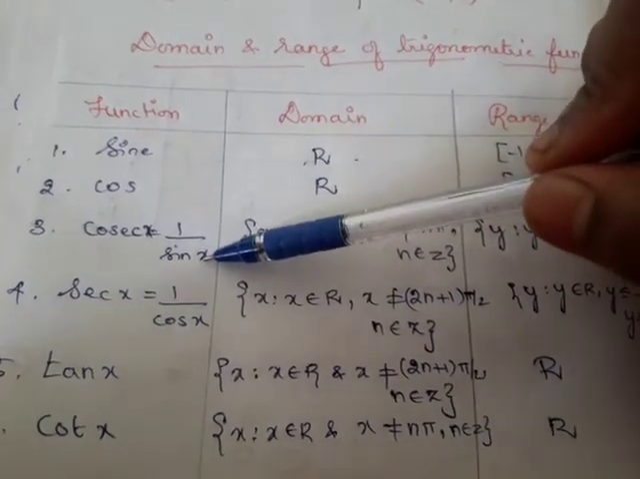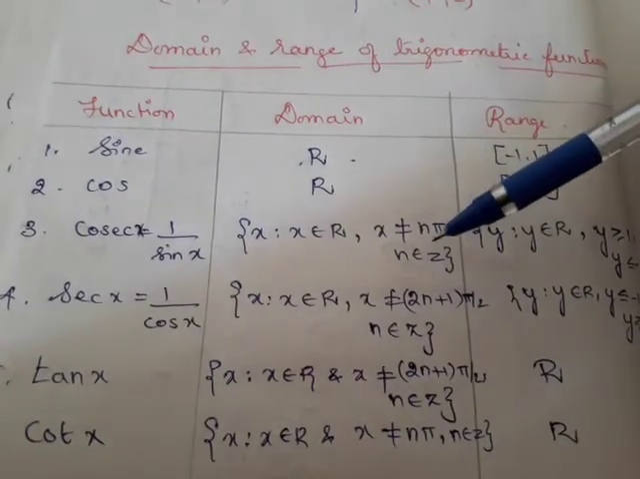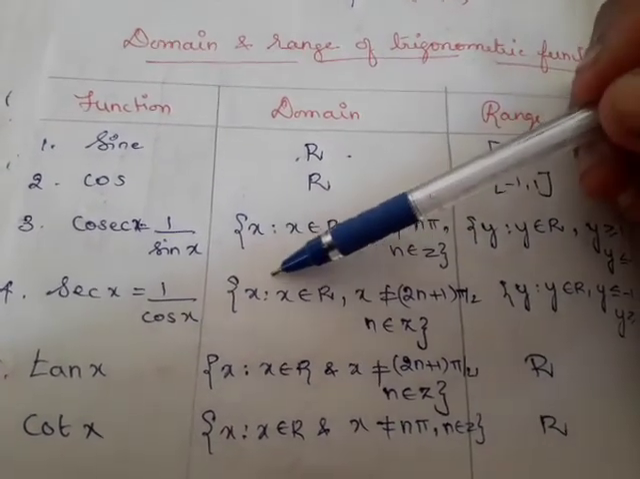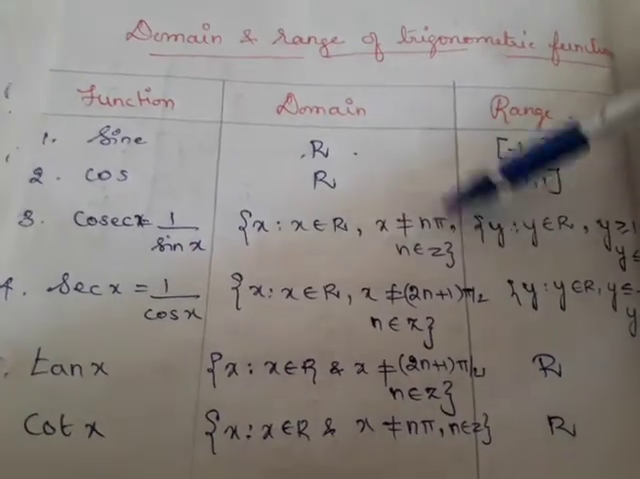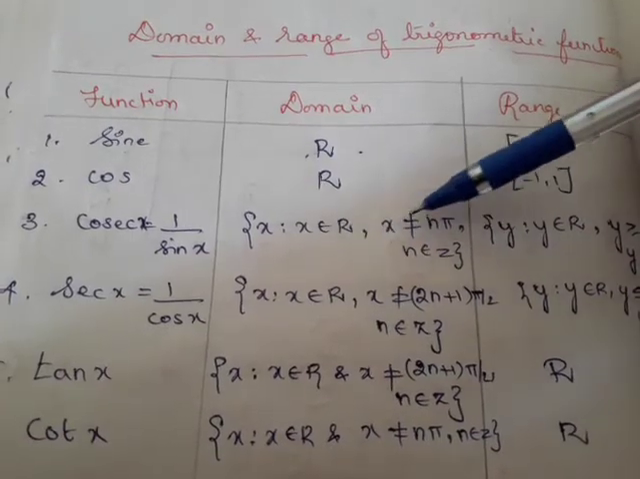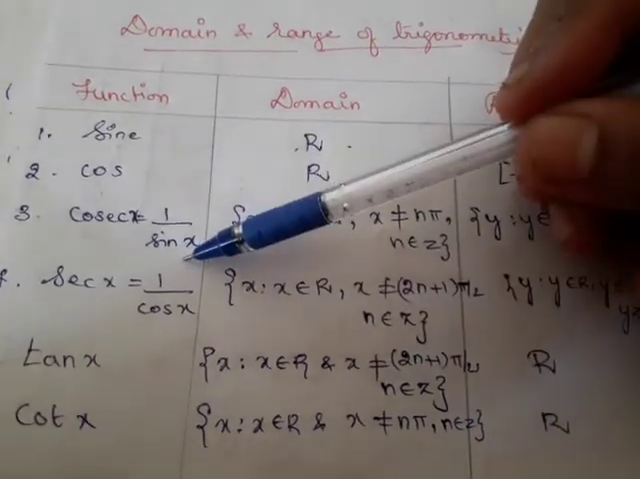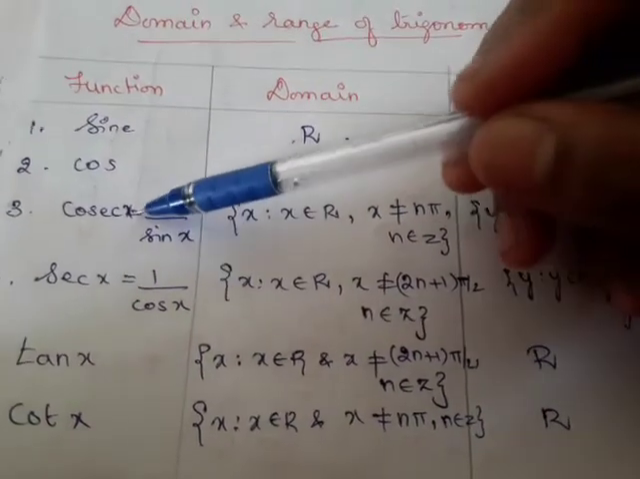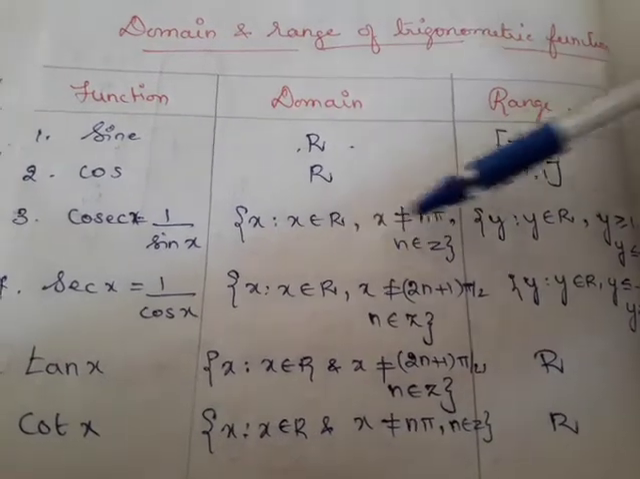So when sine comes in the denominator, immediately we will say it should not be equal to 0. When will the sine value become 0? During the integral multiple of pi. So we have mentioned that it's the set of all x such that x belongs to R, where x is not equal to n pi. If x is equal to n pi, the sine value will become 0, so the cosec function will not be defined at that particular value. So the domain is this.